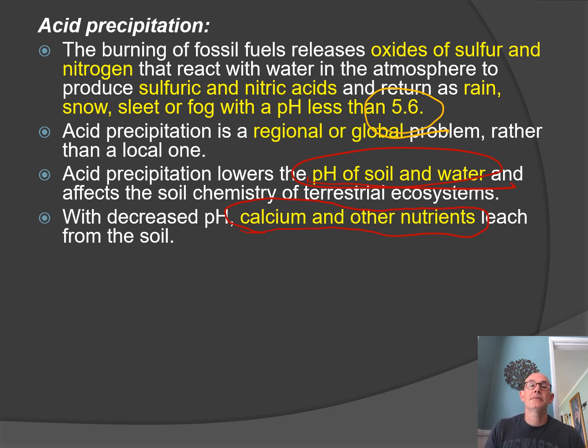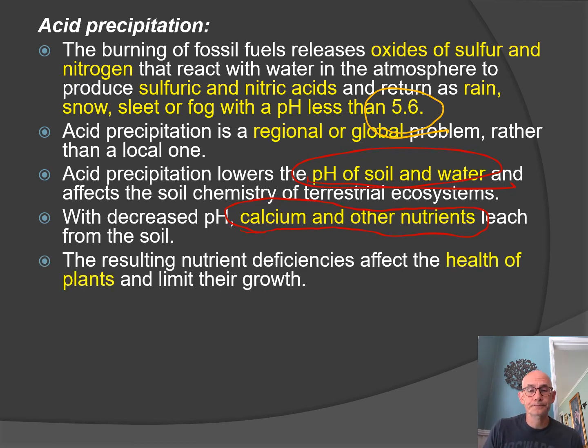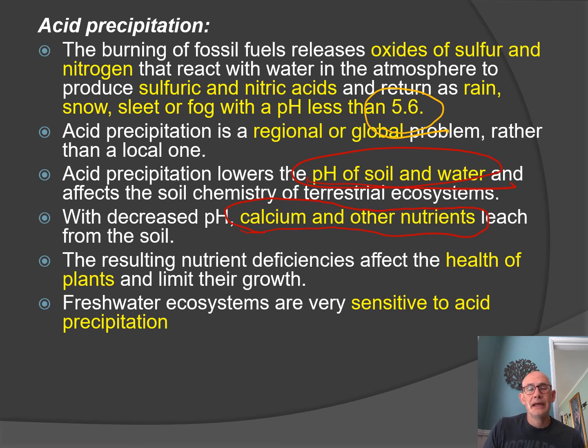Plus, if the pH of the soil lowers too much, then the plant roots themselves can be damaged, which will then affect the plant health. Same thing for water. If the pH of the rain coming into the water system, the stream, the pond, or the lake, is too low, it can cause the pH of the water to change. And then some organisms are very sensitive to those changes.